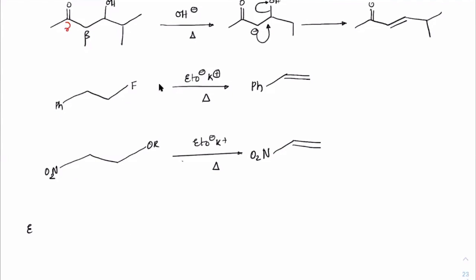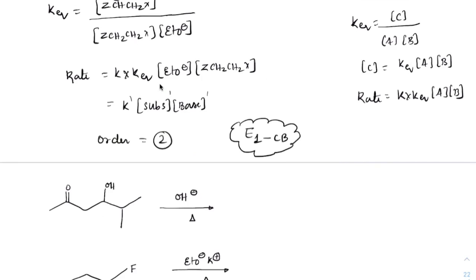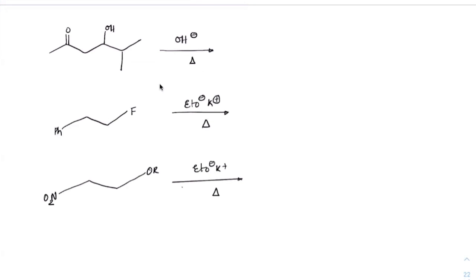Now if you see, E1CB exhibits solvent isotopic effect. First, all of you write these 3 examples, then I'll explain what is solvent isotopic effect. Done, all of you? Let us try these 3 questions.